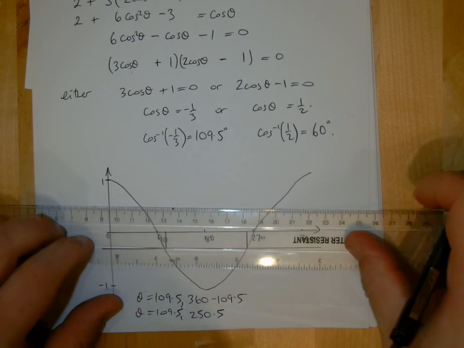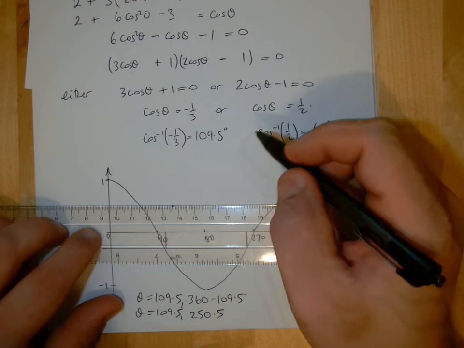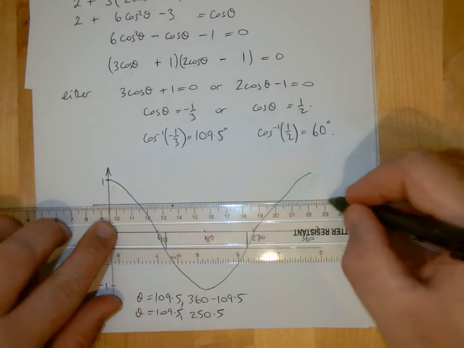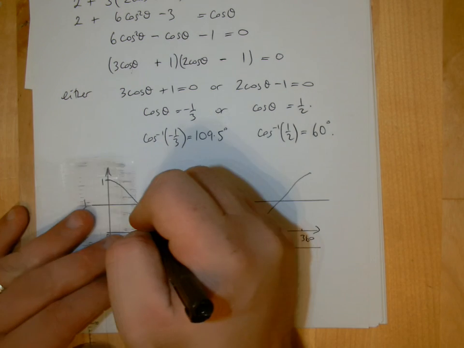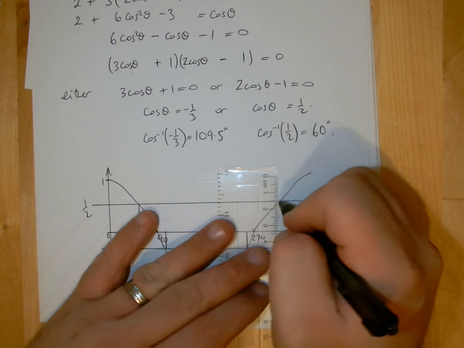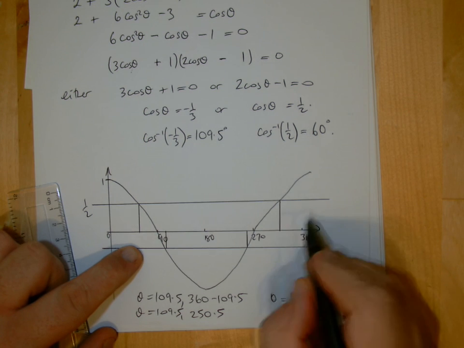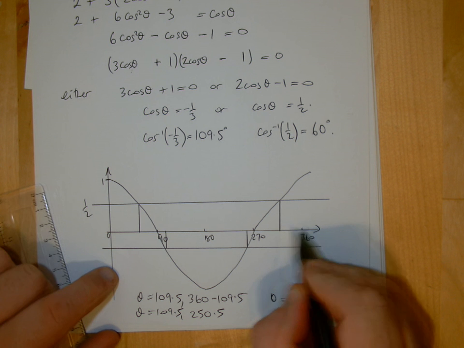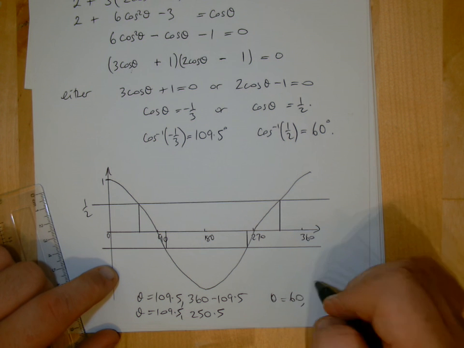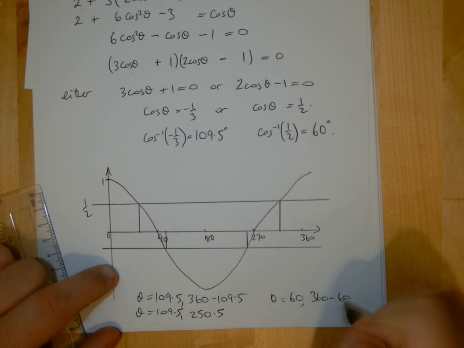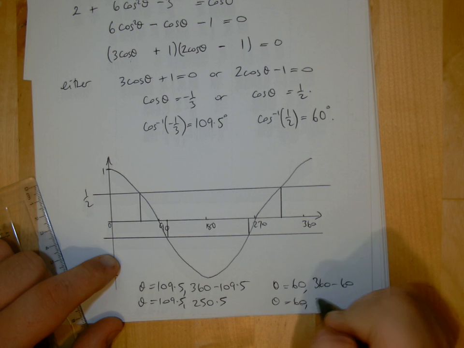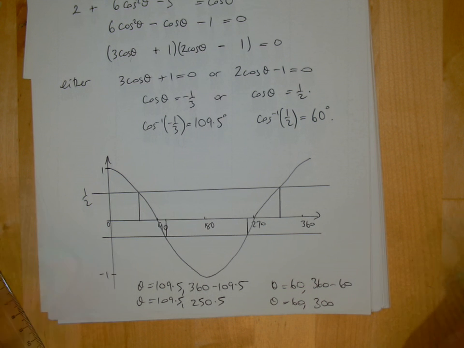For the other result, a half. It's about there, isn't it? So you could see there, we've got the first result, which is 60. And of course, then you're going back 60 from 360. So 360 take away 60. So the other set of results are 60 and 300.